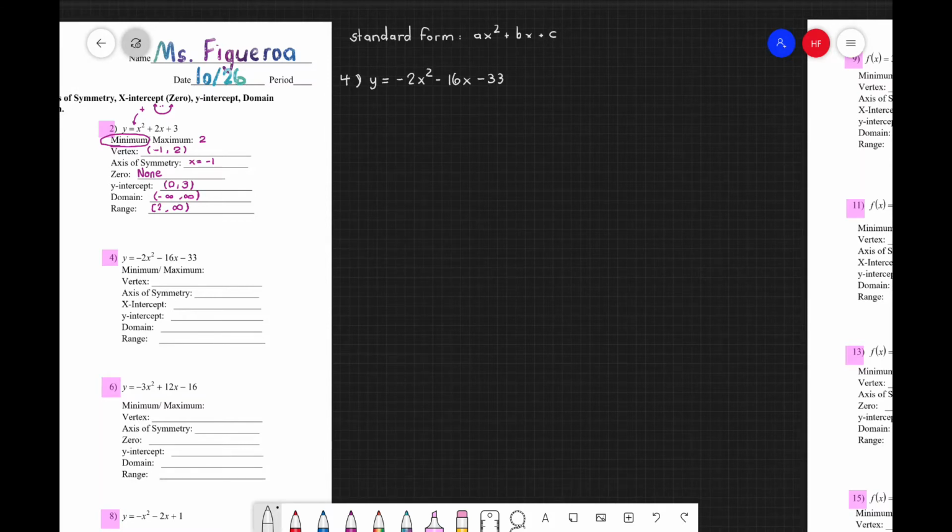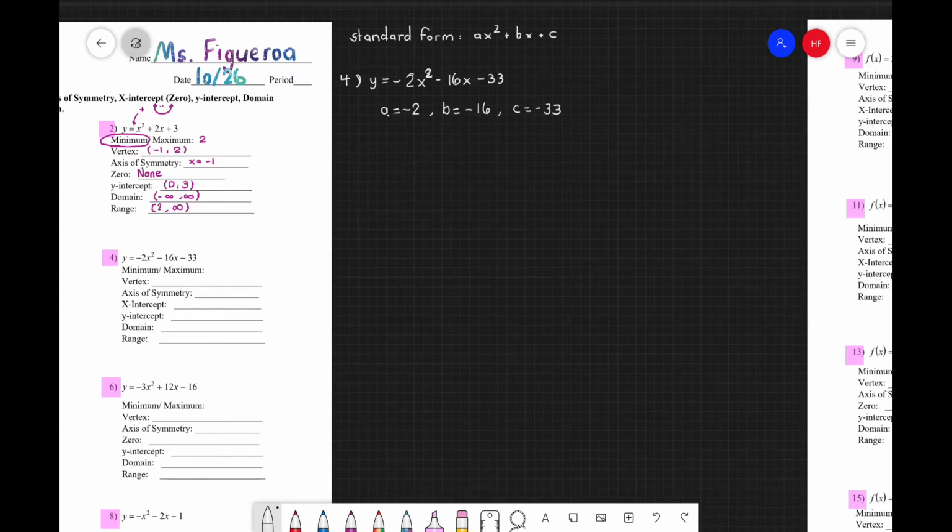So remember, you don't have to find these things in order. We just need to make sure that we find all of them. So I'm going to find my axis of symmetry first. X equals -b. Well, let me label everything first. So -2x squared. Okay, so my a value is the first one, so -2. My b value is the second, and c is last.